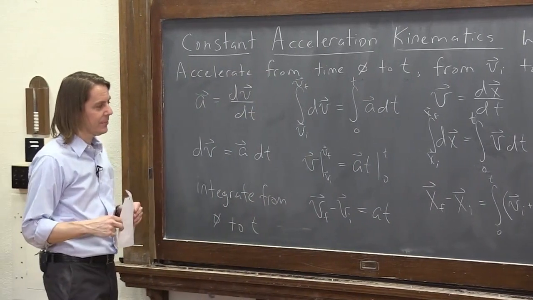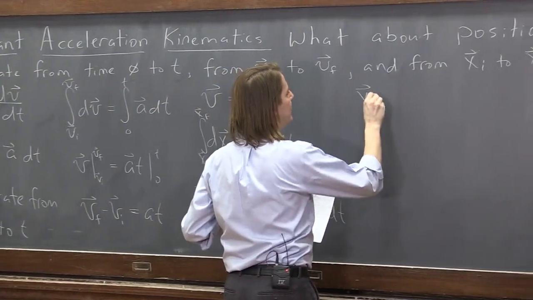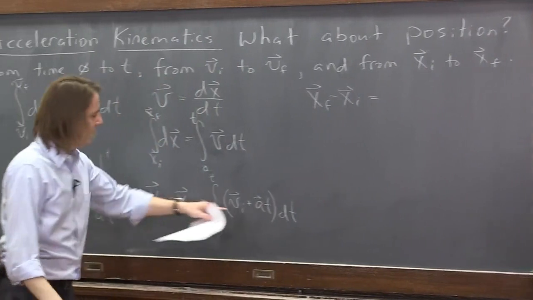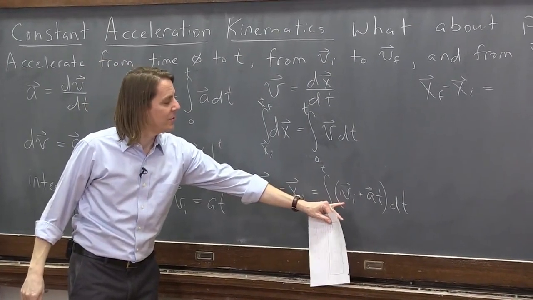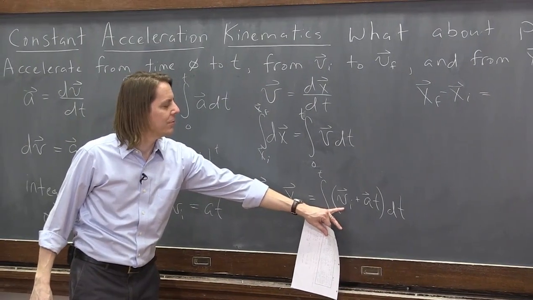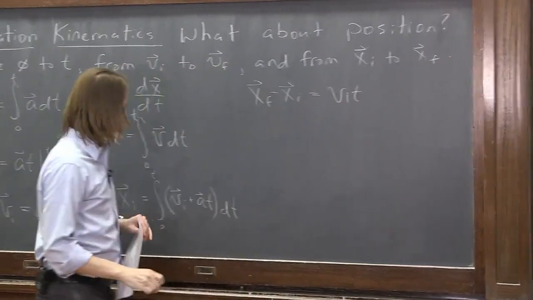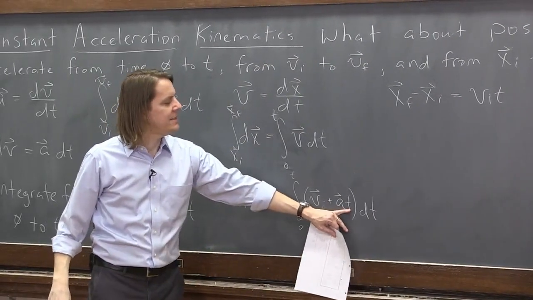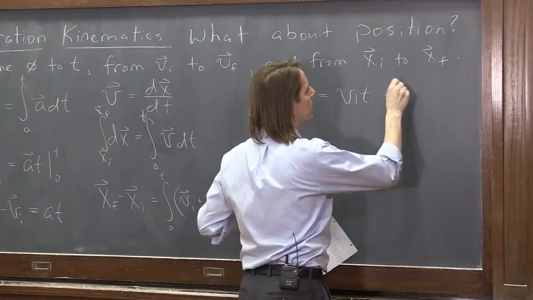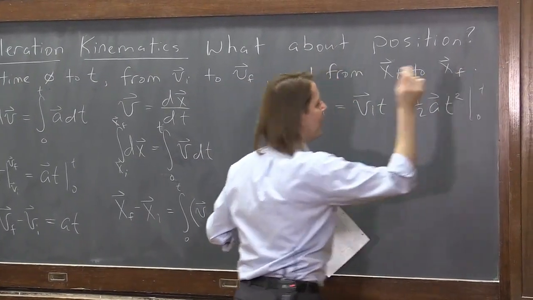I hope that it is. So now we take the integral of that. The final position minus the initial position, also known as the displacement, equals the integral of this part. The initial velocity is a constant, not a function of time, so the integral of that is just vi times t. And then plus at: the integral of at is, bring the t up to squared, divided by the 2, 1/2 at squared.